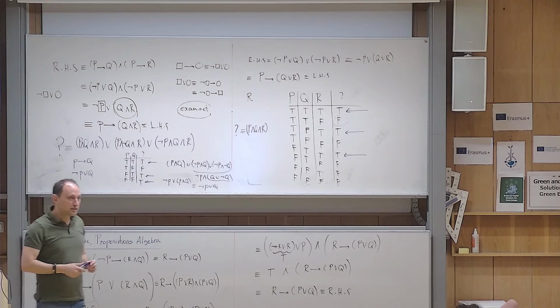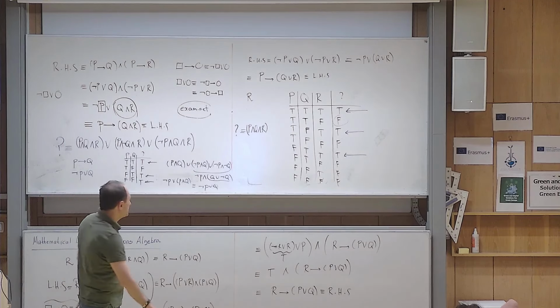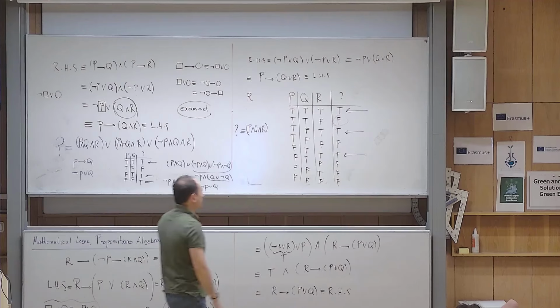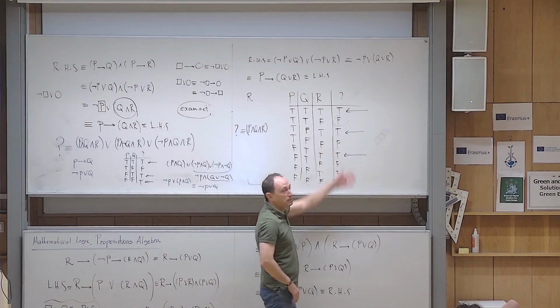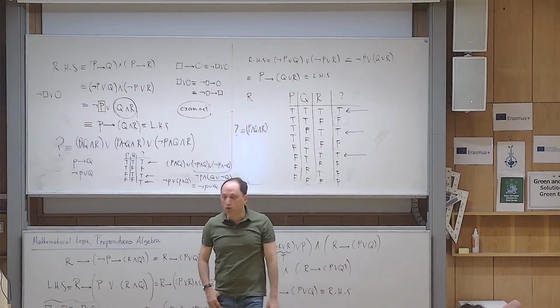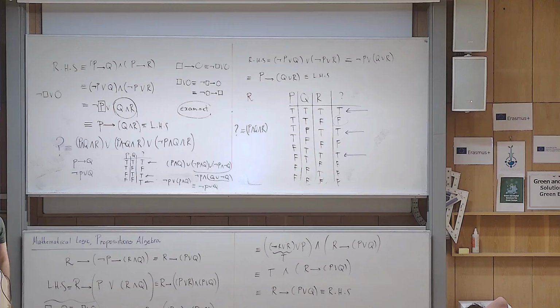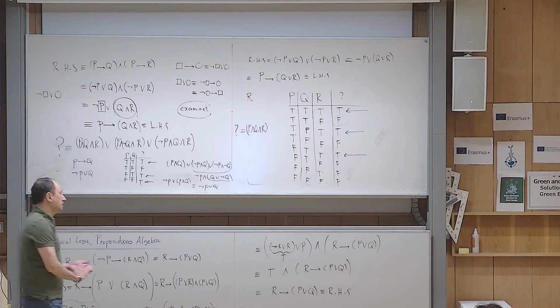So this is a very nice algorithm. It is good to know that it doesn't matter if you have a random distribution of T's and F's, you can always construct a compound proposition that will give you exactly what you need. Okay, any questions? Understandable? Okay, so we stop here.